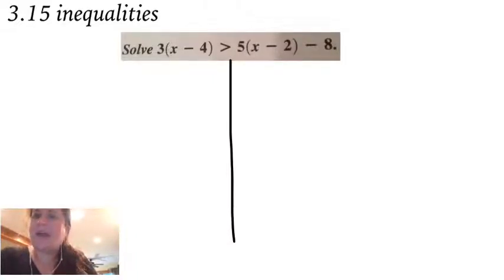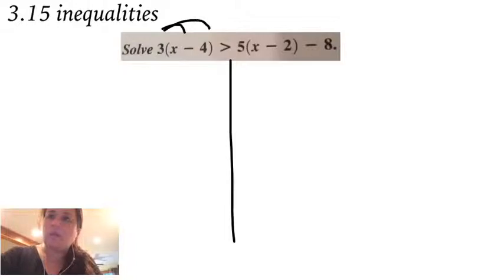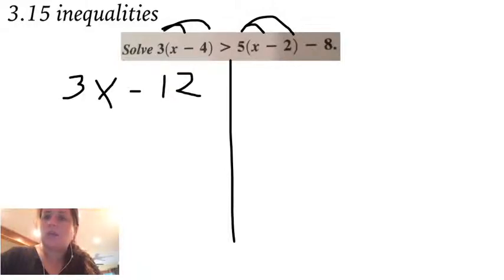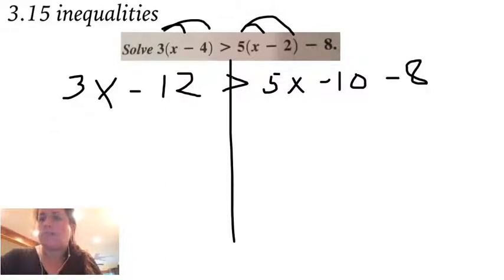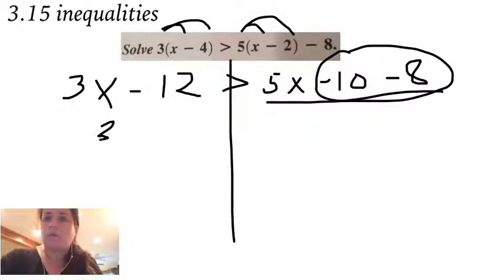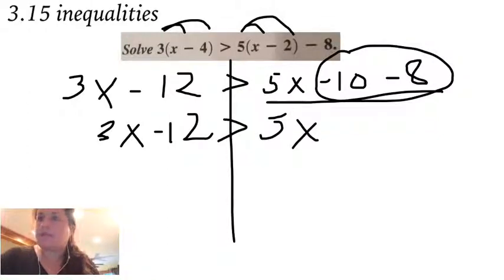Looking at this one here, before we can figure out what x is going to be, we have to get rid of these parentheses using the distributive property. So I'm going to distribute my 3 on the left-hand side, and my 5 on the right-hand side. On the left I have 3x minus 12, and on the right I have 5x minus 10, and then I also have this minus 8. I could simplify this side a little more by combining the 2 like terms. So I'm just going to rewrite this.